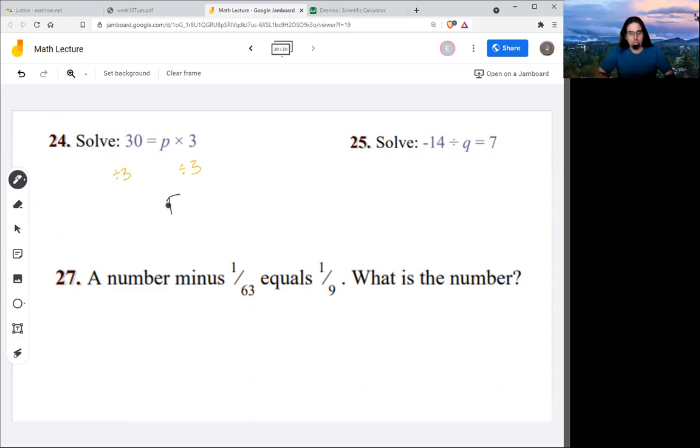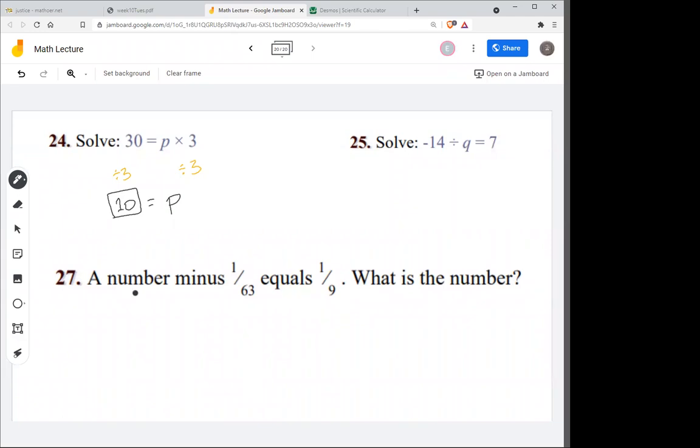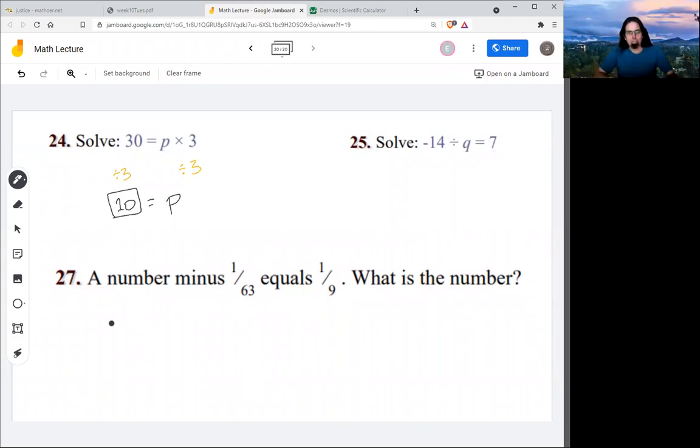Then that gets the P by itself. 30 divided by 3 is 10, and I'm done. Everyone okay with that one? Yeah. 27 is the same kind of thing.